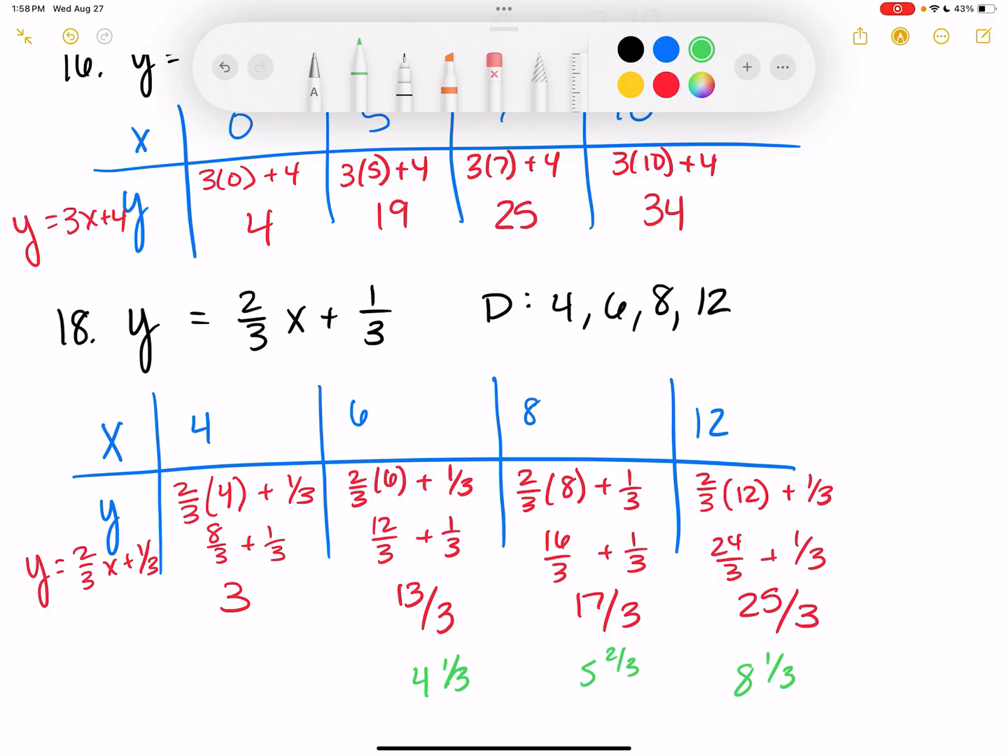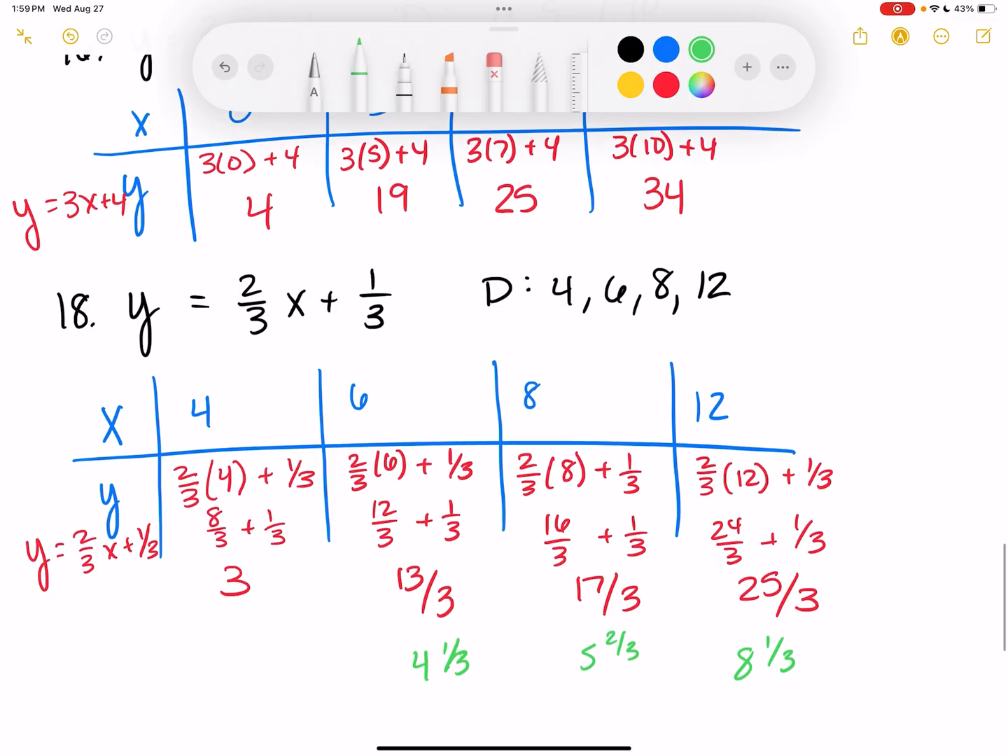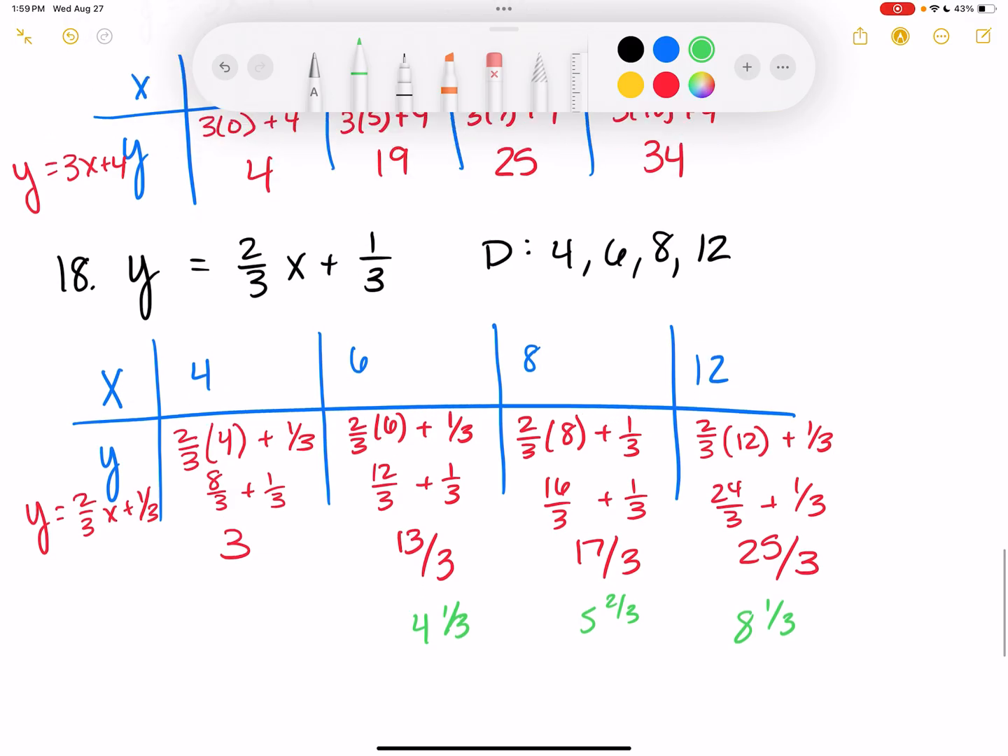How about 8? 17/3. If you converted it to a mixed number, it's 5 2/3. How about 12? 25/3. 8 and 1/3. Yep, 25/3 or 8 1/3. Seems like y'all got this down pretty good. You feel okay with it? We're getting there at least.